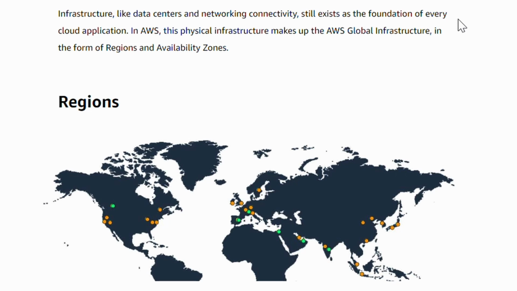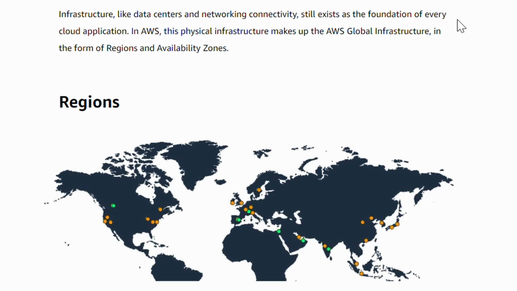And if you talk about how a region is built up, a region is made up of several availability zones. So what is an availability zone? An availability zone is a set of several data centers with redundant power, networking, and connectivity.